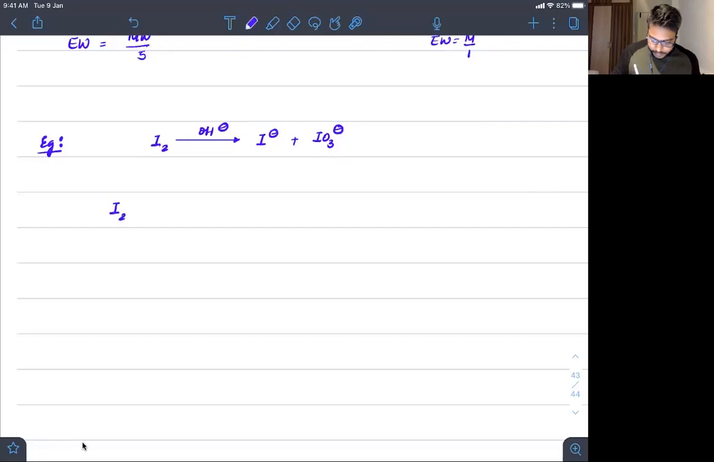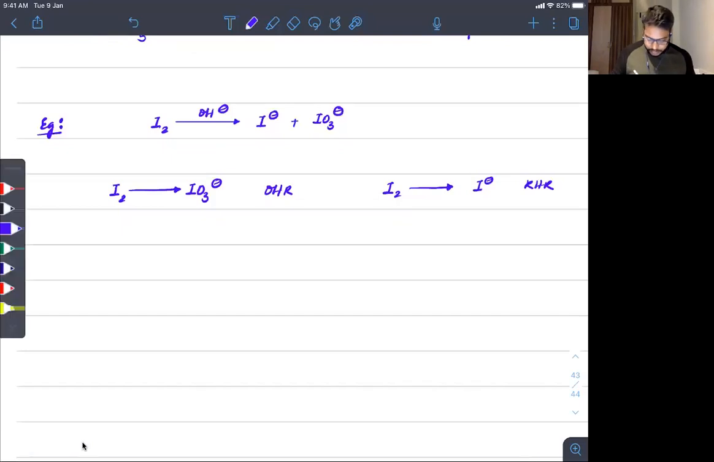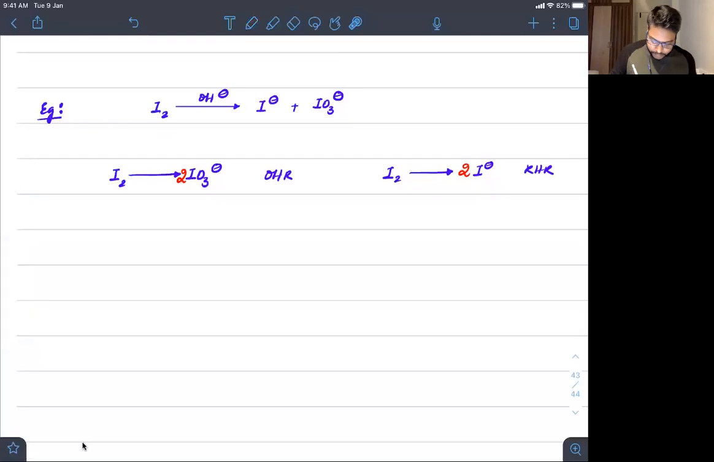If you see the oxidation half reaction, this is I2 changing into IO3 minus. This is OHR. And then I2 changing into I minus. This is RHR. Now here you can see that there are two iodines on the left hand side, so I need to have two iodines on the right hand side. This side also.